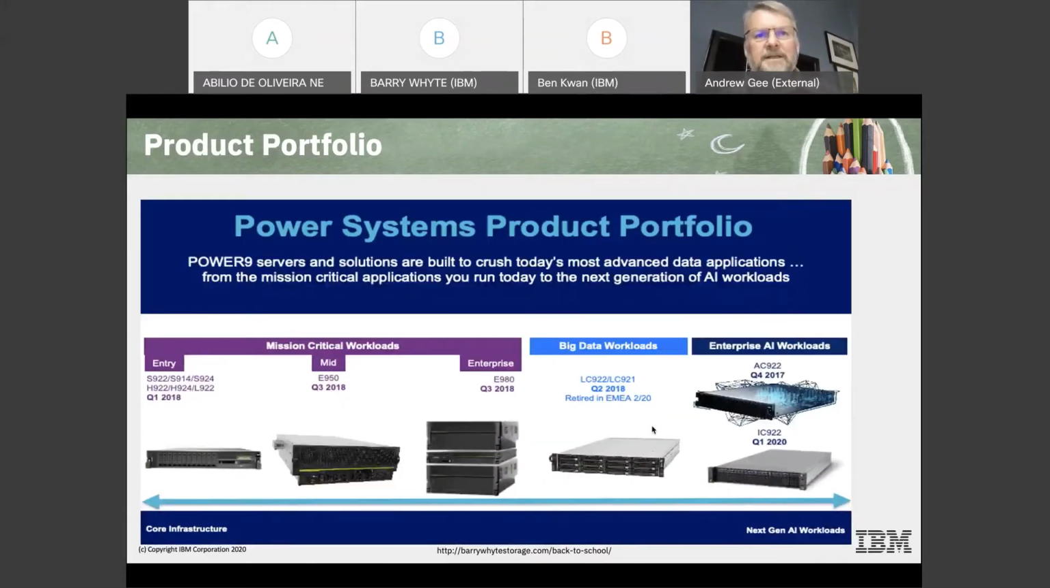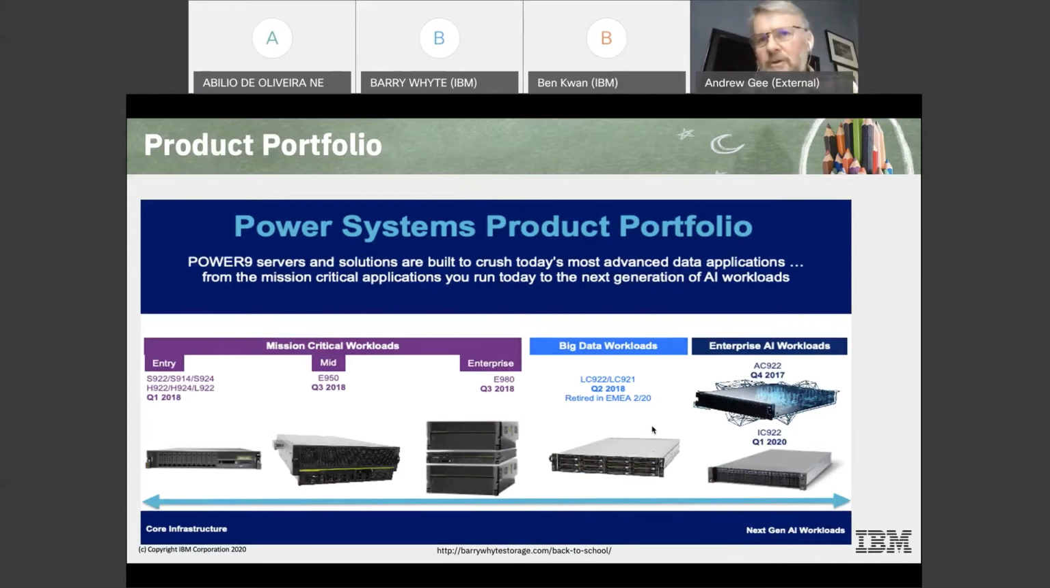So here's our product range again, and on the left-hand side, we have the mission-critical workloads on the entry, mid-range, and enterprise systems. Note that the names H922 and H924 are there, which are HANA-specific configurations.